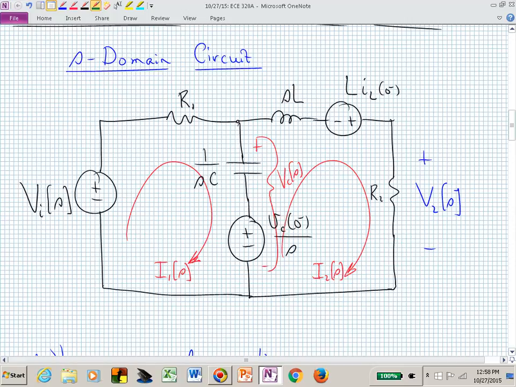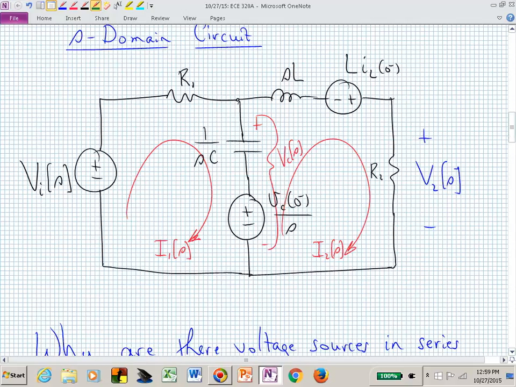Did you learn in 220 how to write this down by inspection in matrix form? Yes, no, no? Pardon? Oh, okay, I'll slow down. Still on the weekend.